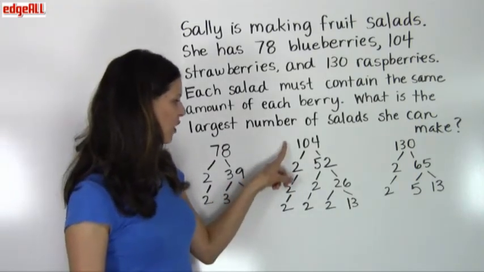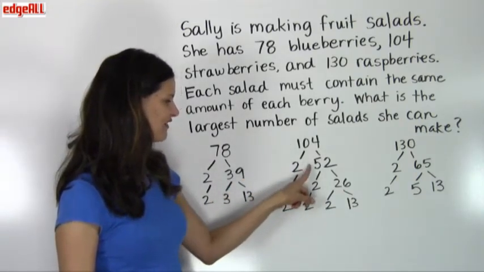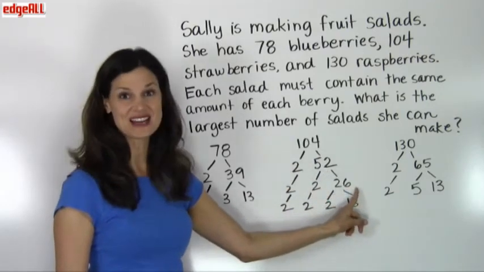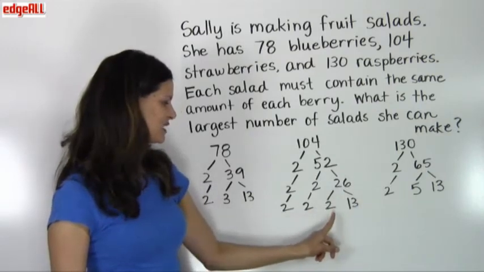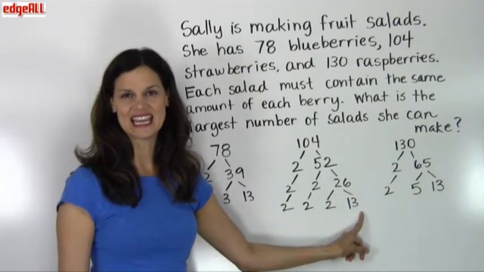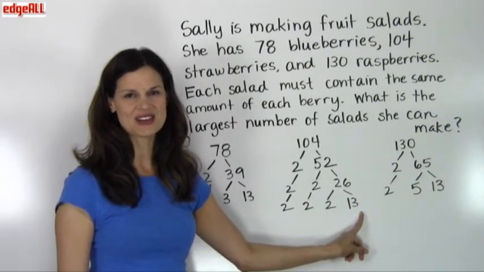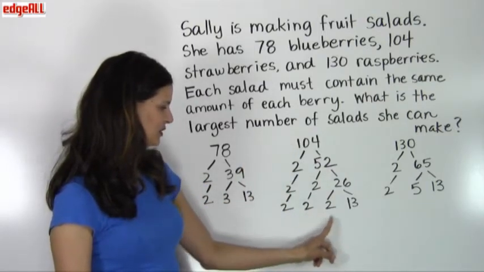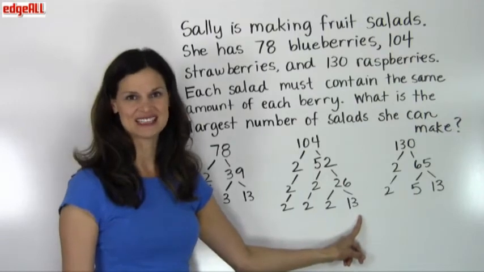For 104, we divide by 2 and get 52. 52 we can divide by 2 to get 26. And 26 we can divide by 2 to get 13. And we have our prime factorization then of 104 is 2 times 2 times 2 times 13.